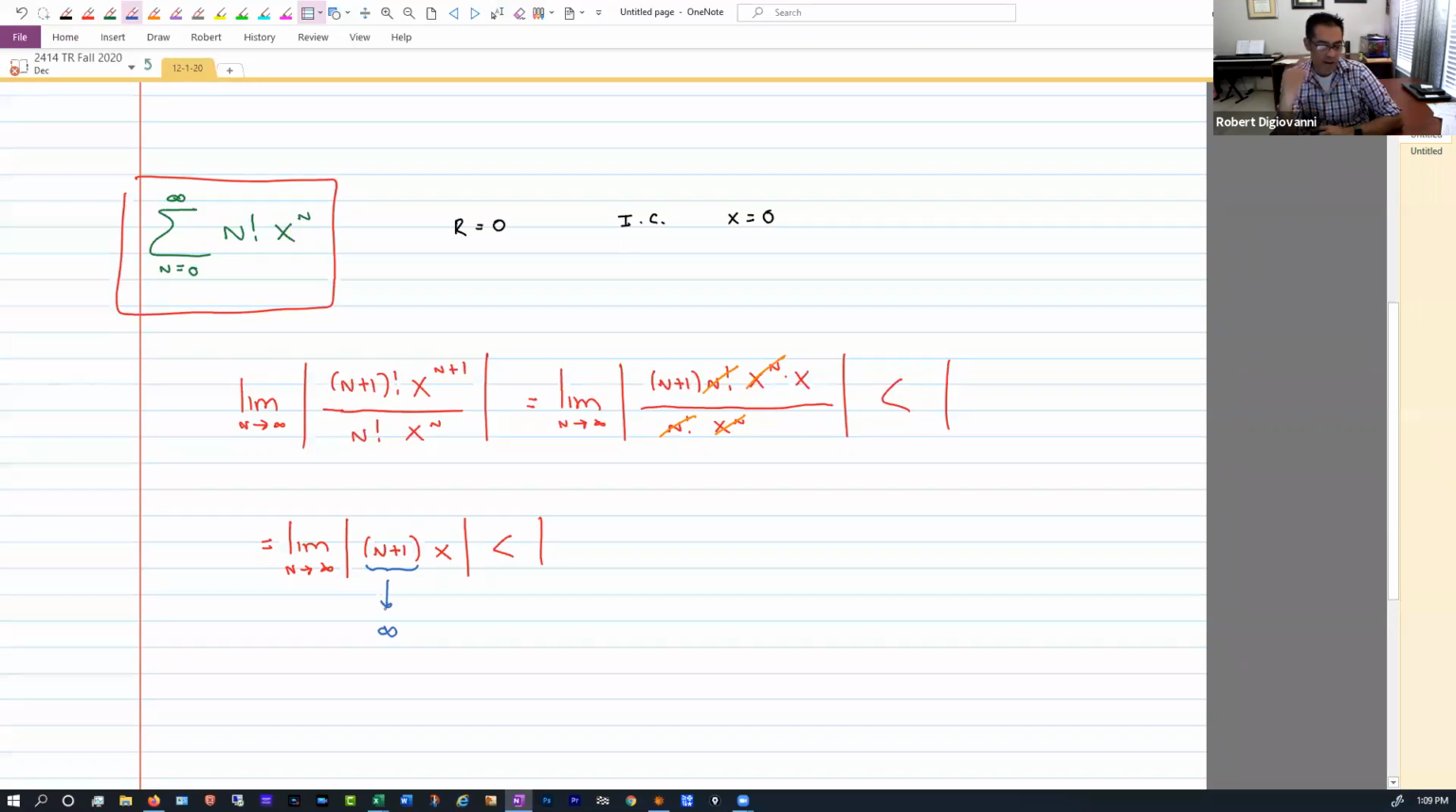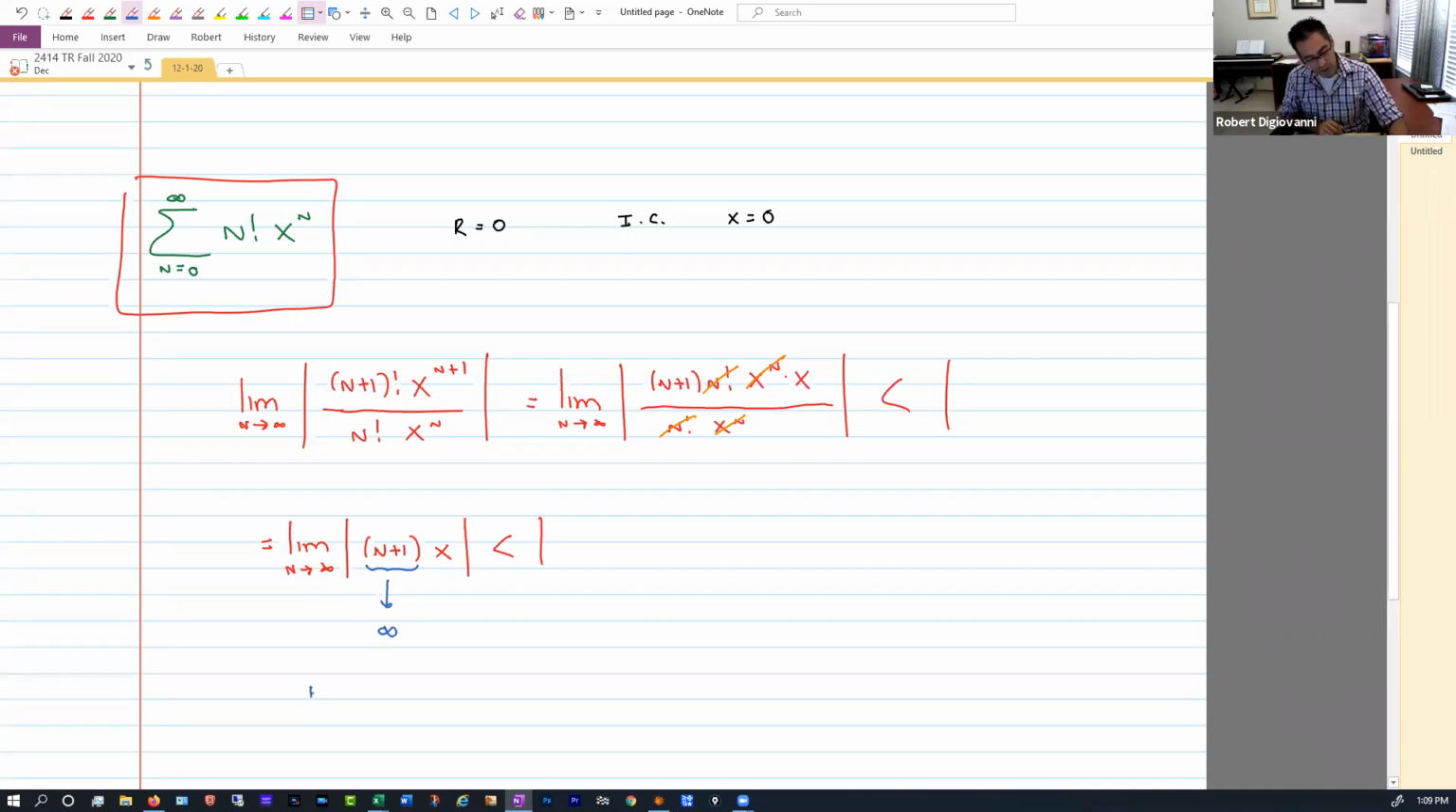So if you fix a value of x, and then that n plus 1 blows up, it's never going to be less than 1 unless you pick x to be what? 0. And that's the only number that would make this thing stay less than 1. The important thing is that you're going to fix x. You're not saying let x get close to 0, so it's not like a limit. You're setting x to be 0.